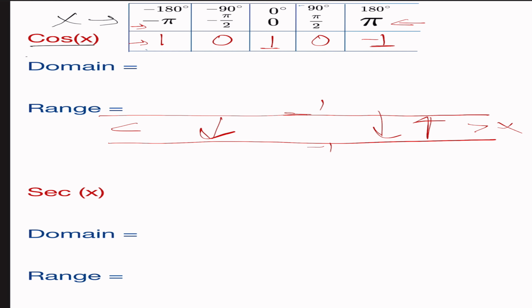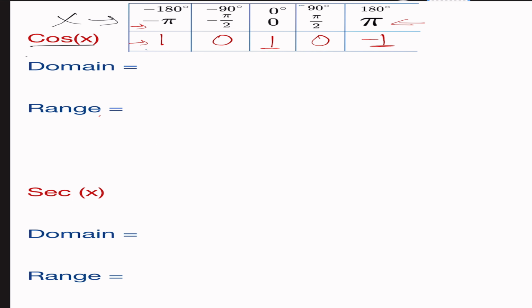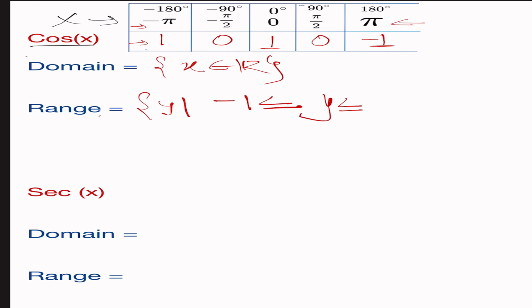So now we can write down that the domain is x, all the real numbers, and the range, however, is between negative 1 and 1.